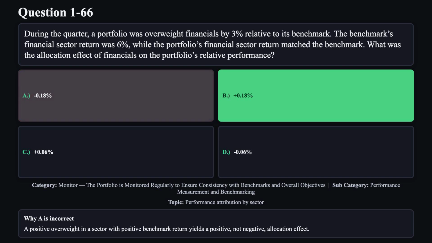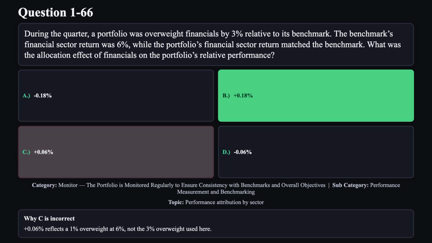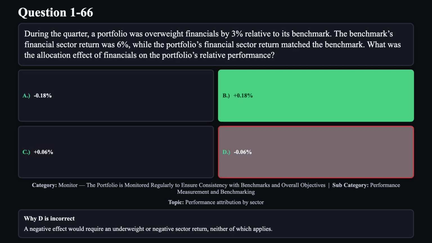Reason A is not correct. A positive overweight in a sector with positive benchmark return yields a positive, not negative, allocation effect. Reason C is not correct. Positive 0.06% reflects a 1% overweight at 6%, not the 3% overweight used here. Reason D is not correct. A negative effect would require an underweight or negative sector return, neither of which applies.